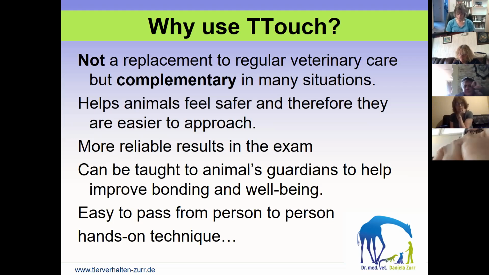Usually veterinarians also have to take care about the human-animal bond. The better human and animals are bonded, the more people are willing to go to the veterinarian and spend money. So helping them to have a good bond can be a good idea for veterinarians or veterinary nurses.